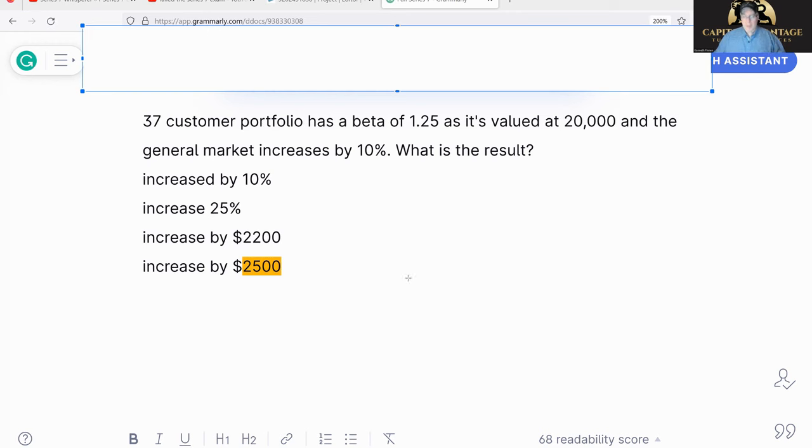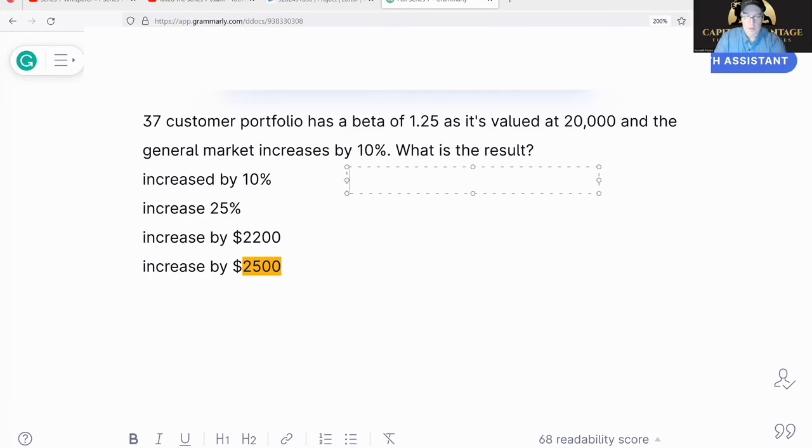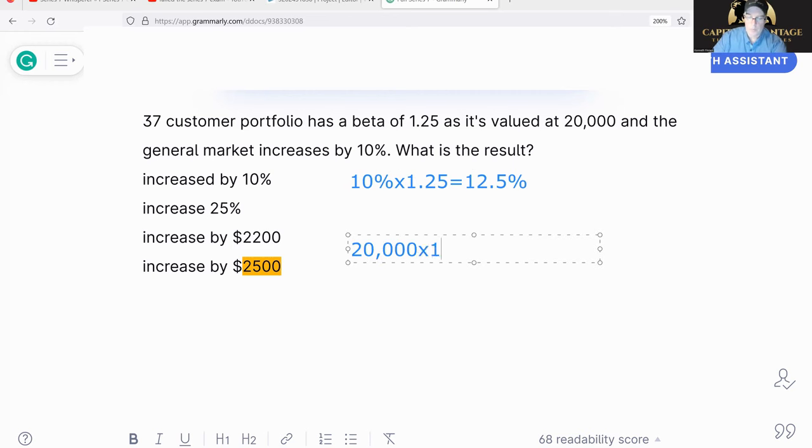I know it's there, but that's one way to do it. Let me write it out. So you would do 10% times 1.25. That equals 12.5%. You're going to do 20,000 times 12.5%, and that equals 2,500. That's one way to do it. So many other ways to do it.